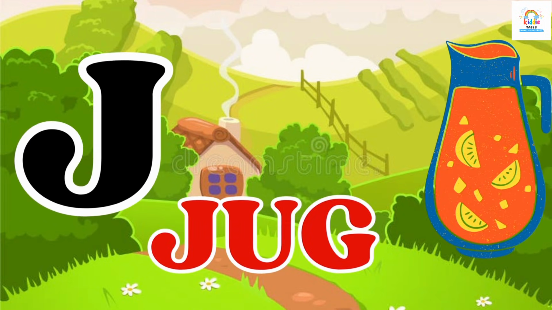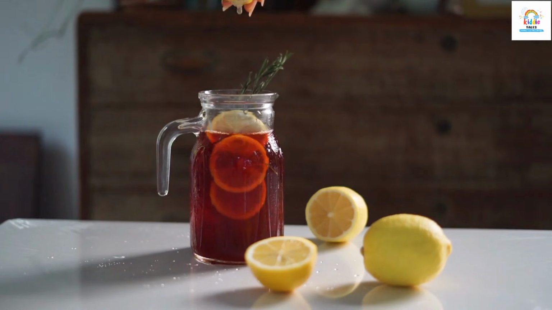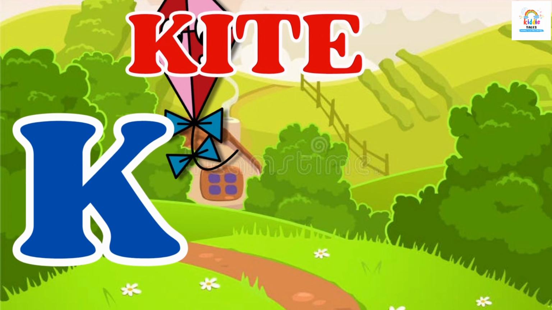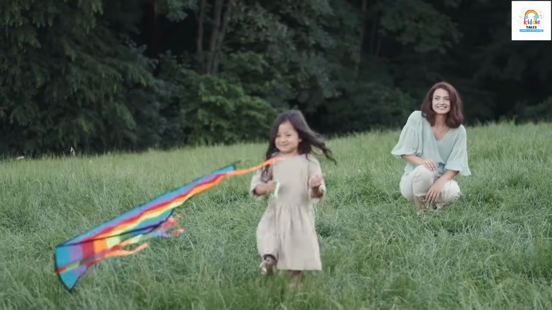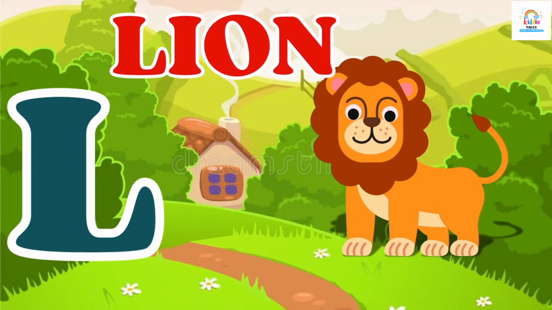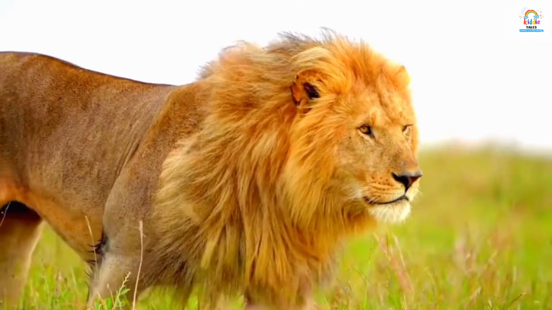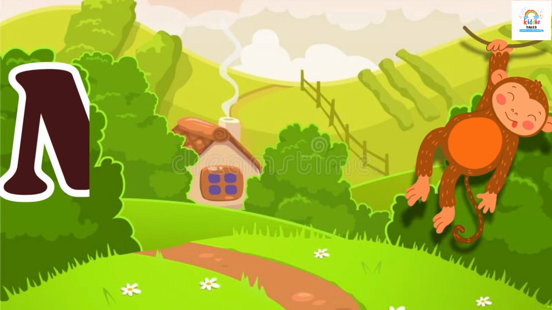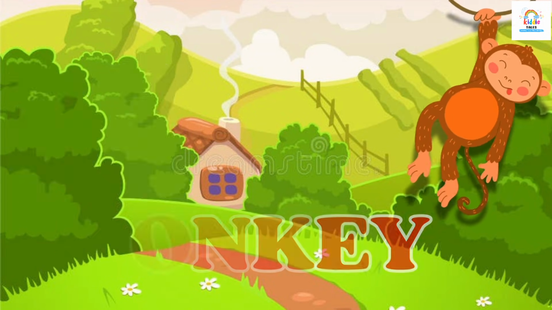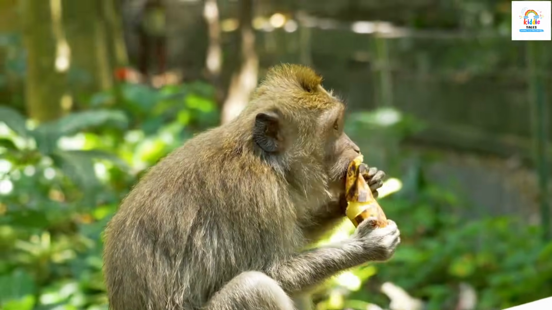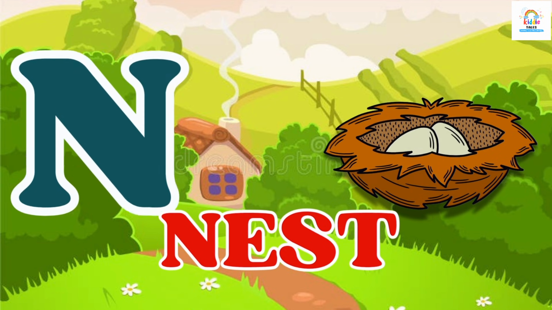J for jug. K for kite. L for lion. M for monkey. N for nest.